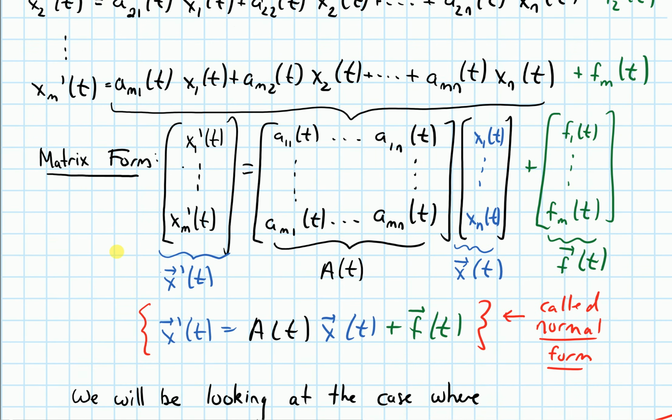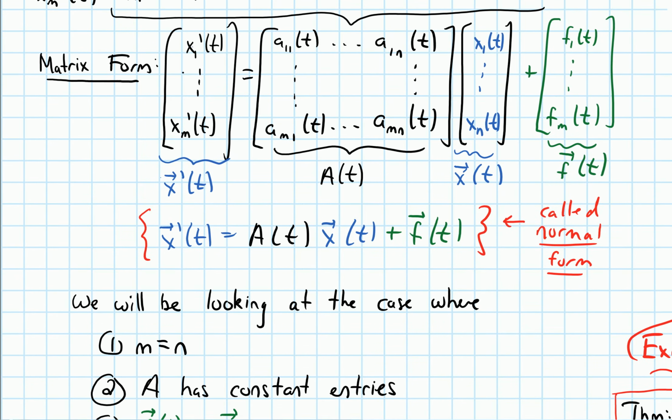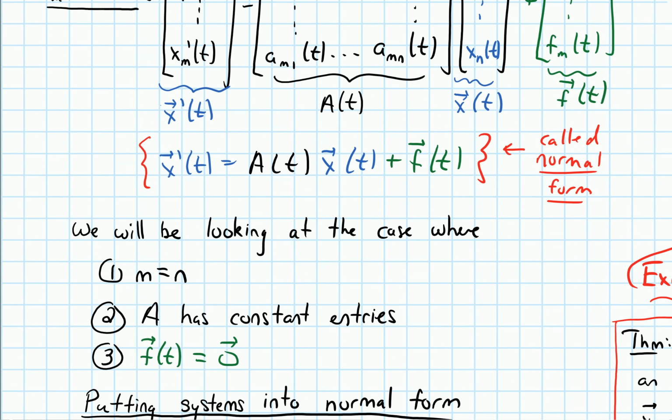Okay, so back to what I was saying before. We're going to be looking at the case where m is equal to n. And if m is equal to n, that's going to mean that our matrix A of t is square. So we're mostly going to be looking at the scenario where A has constant entries, and the situation where f of t, this other vector, is a zero vector. So this is going to be the homogeneous case.